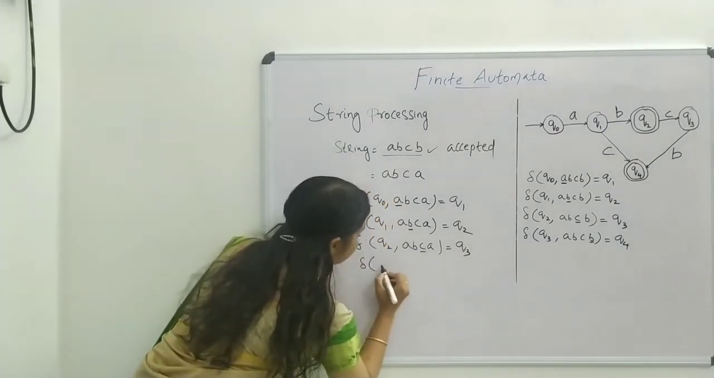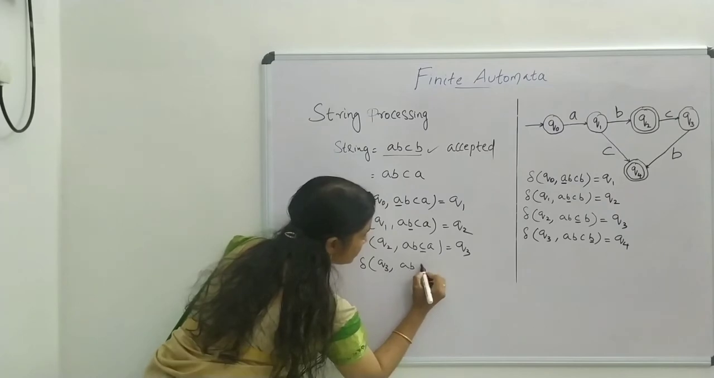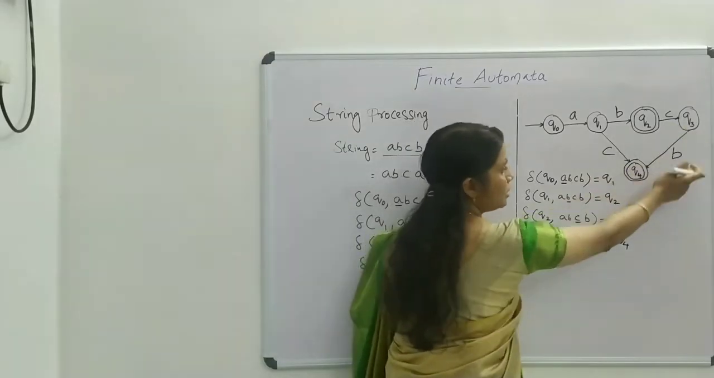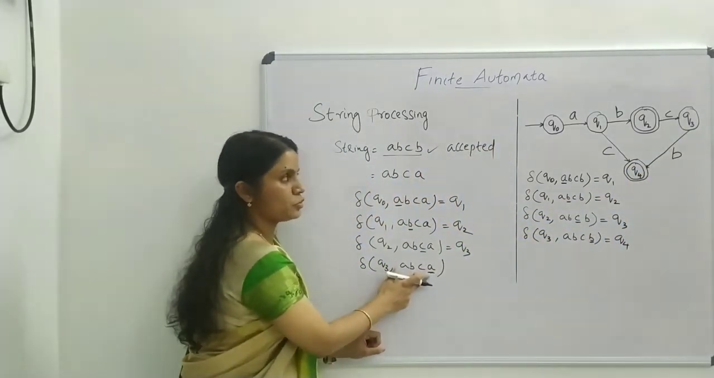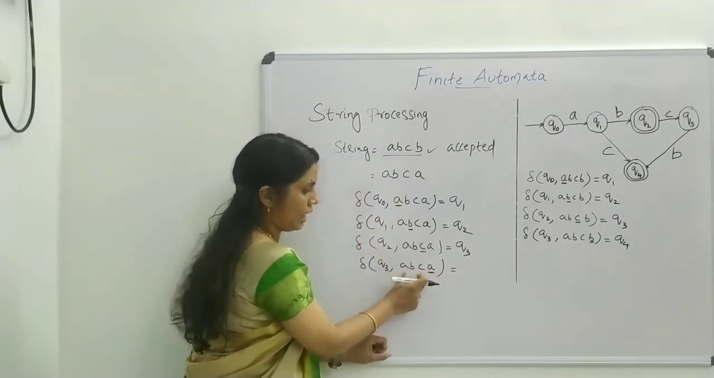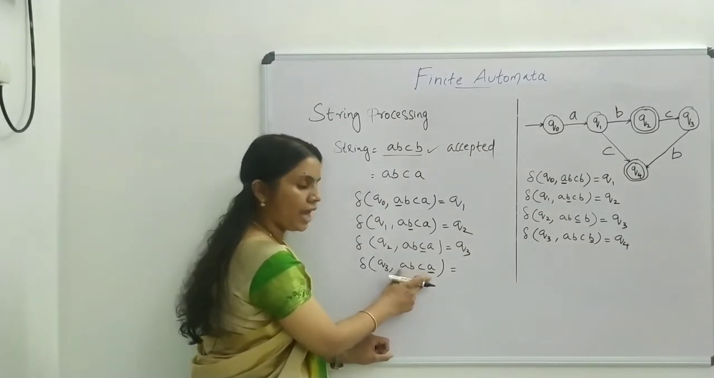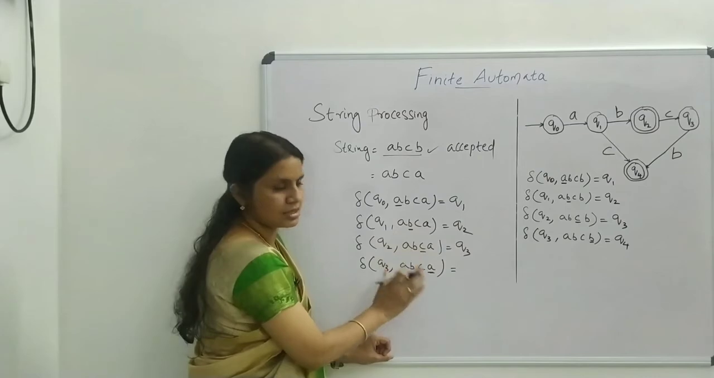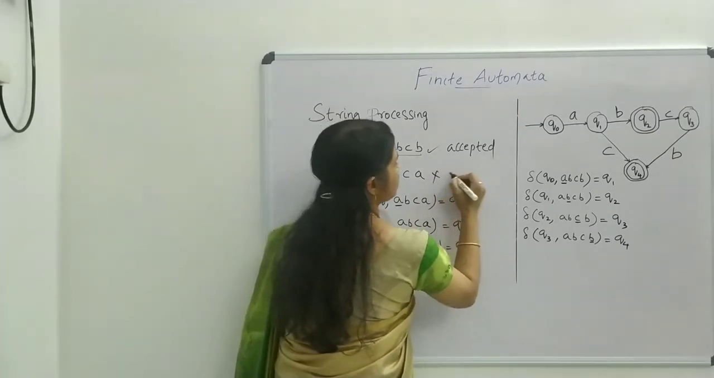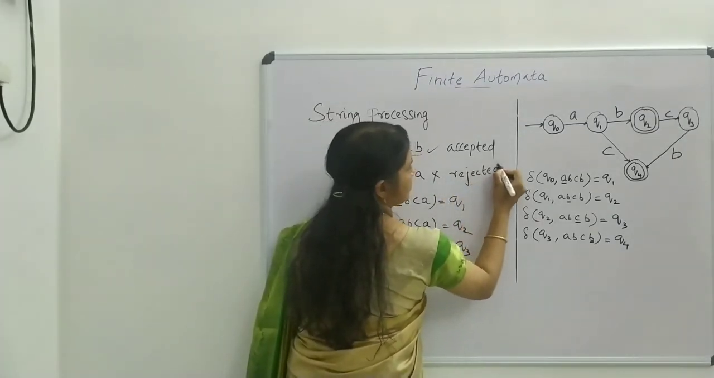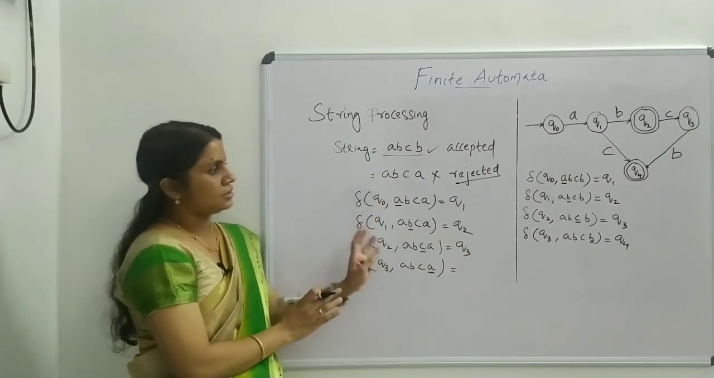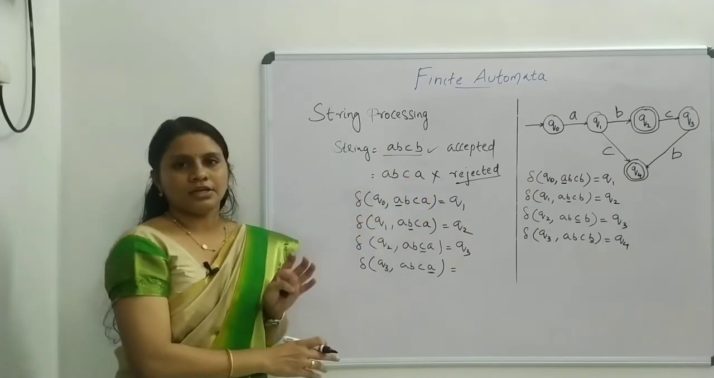So the current state is Q3, and the input symbol is A. No such transition exists. Q3 has no transition on the input symbol A. So here the string has been processed only up to ABC. The machine has not recognized the symbol A. So it is unable to process the string ABCA, so it is rejected by the finite automaton M.